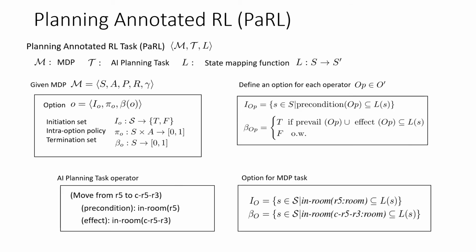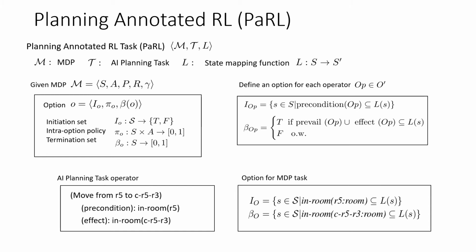Now we introduce the planning annotated reinforcement learning task. It is a tuple of an MDP for reinforcement learning M, a planning task T, and the state mapping function L between the state spaces of the MDP and the AI planning task. Here we assume that the AI planning task provides some useful information about the underlying MDP model. The symbolic planning state is obtained by the state mapping function that essentially aggregates the RL states.